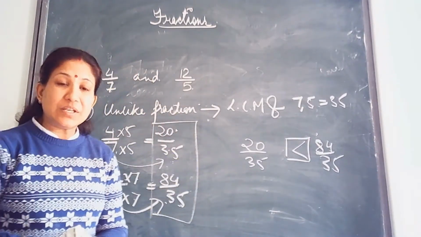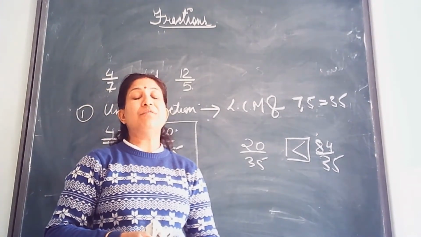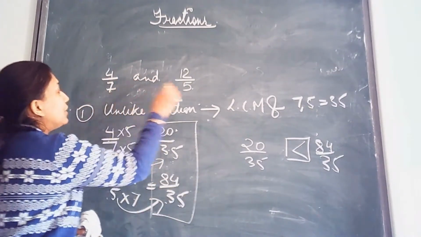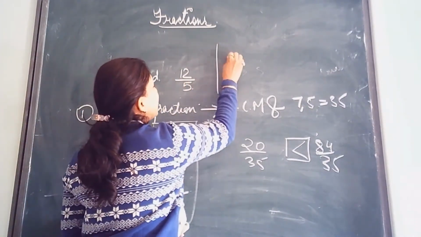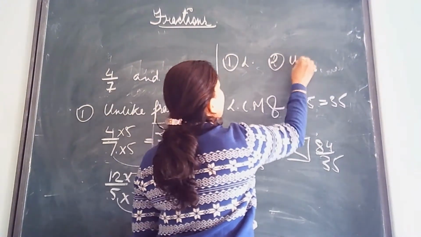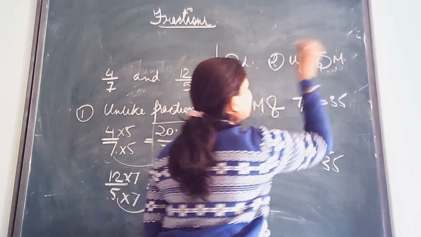Now, in the next session, we will learn how to add like and unlike fractions. Also, you can compare here. See, we have learned three things. Basically, comparing like fractions. Then comparing unlike fractions. And the third thing is if it is in mixed fractions.